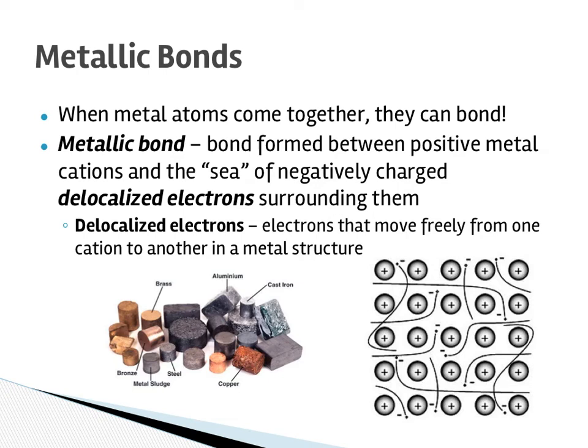So what you need to know about a metallic bond is, remember that's our third type of bond. Our second type of bond is the next unit. What we have is this thing called a sea of electrons, or delocalized electrons. So it happens when metals get together.